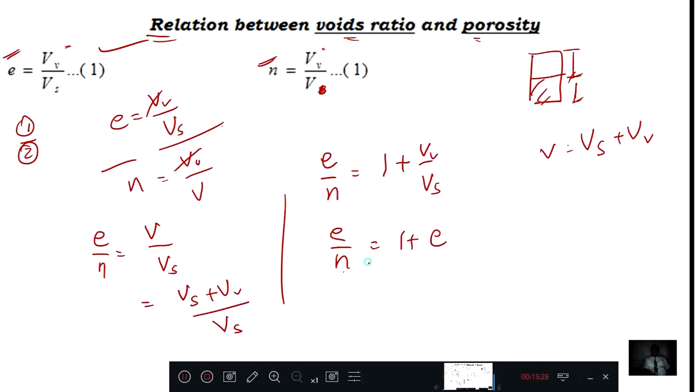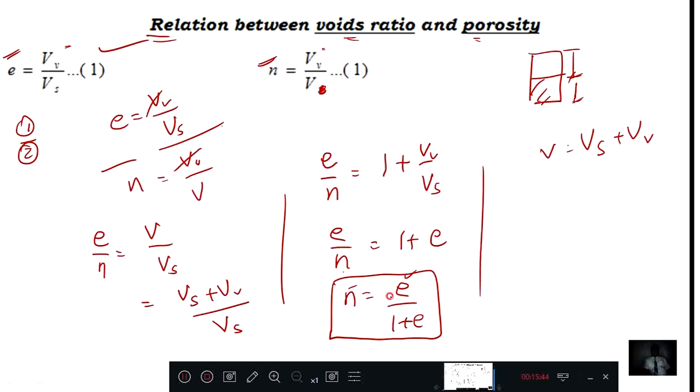Then I can express this n, taking this side, n equals what? e divided by 1 plus e. See, I got an expression for n equals e divided by 1 plus e. It means if I know the void ratio, I can get the porosity. The same way, let us rearrange these terms.